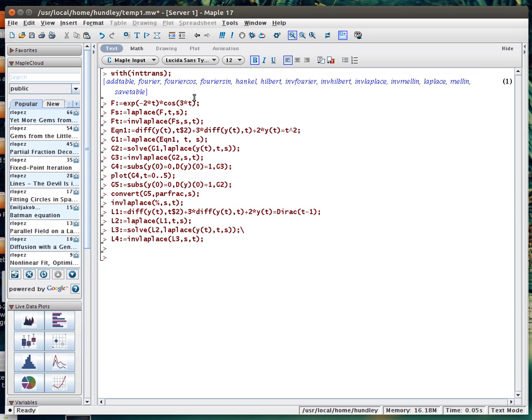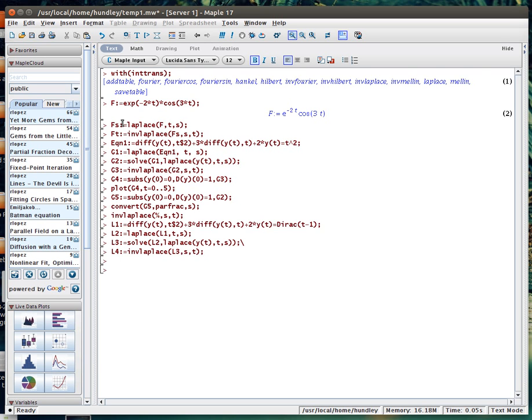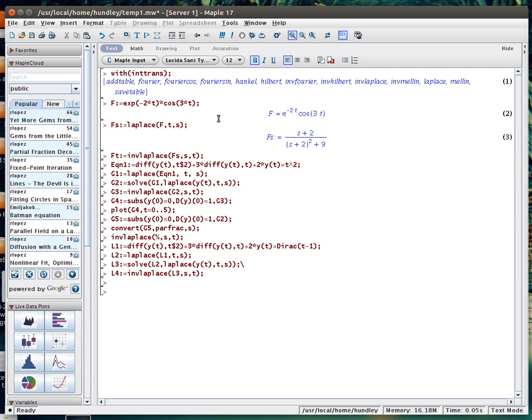Here's a function, e to the minus 2t cosine 3t. And so we can take the Laplace transform just by saying laplace, and then the function, and then t for the variable that you're taking the Laplace transform of, and then s is the variable you want to output. So in this case we're inputting a function of t and we want s to be the output variable, and so there we are.